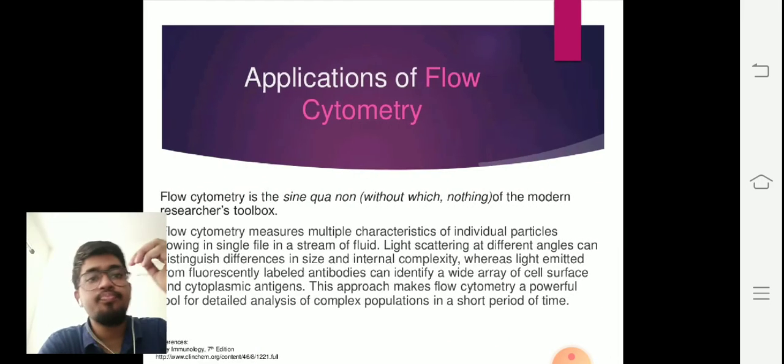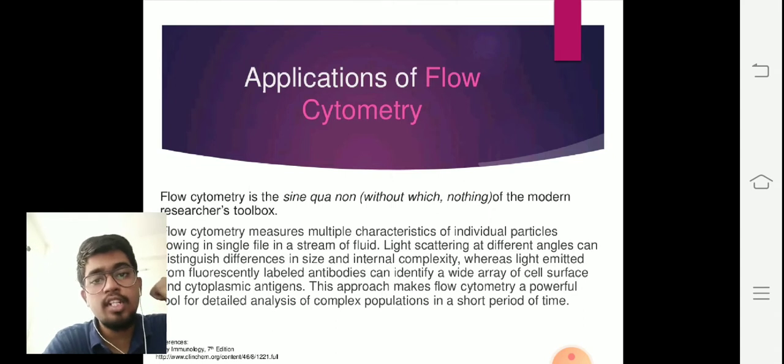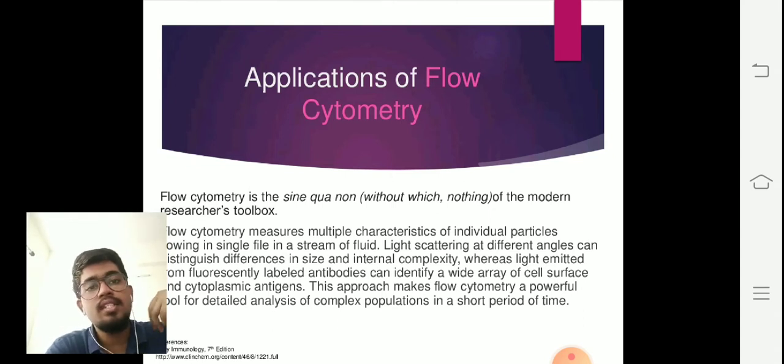So what are the applications of flow cytometry? Flow cytometry is the sine qua non. It is actually a Latin phrase which means "without which nothing" in the modern researcher's toolbox. Without flow cytometry, you cannot do anything in research, most importantly in cancer research.